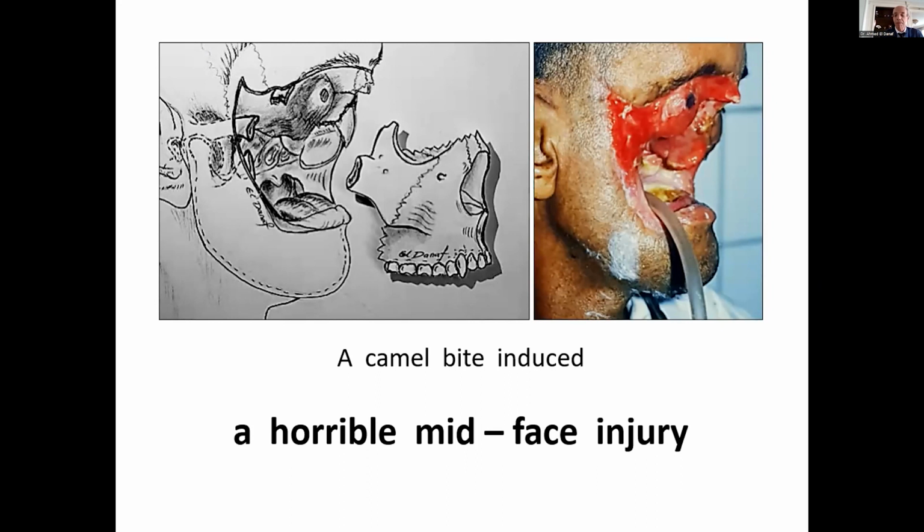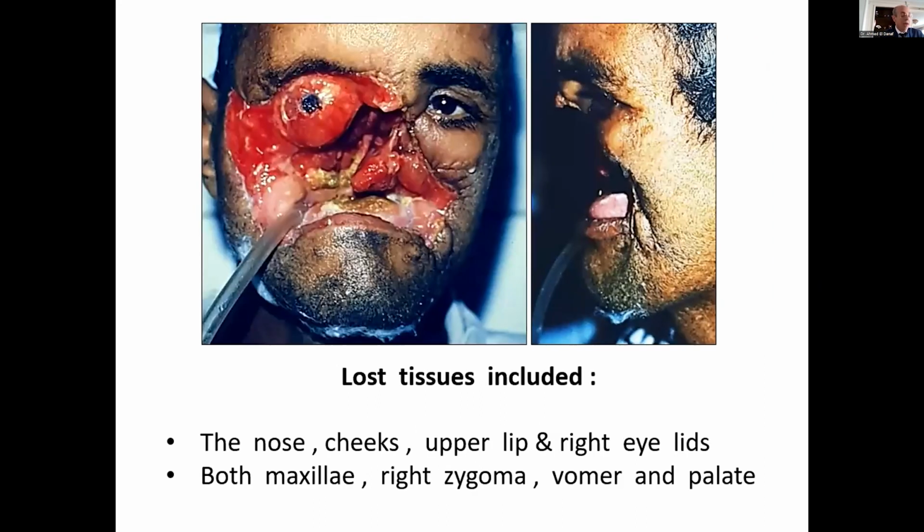Well, this is the patient, and the patient on arrival was bleeding through the wound itself, and he had a gastric tube for feeding. The lost tissues included the nose, the cheeks, the upper lip, and the right eyelids. Both the maxillary bones, the vomer, and the hard palate, together with the right zygoma, were lost.